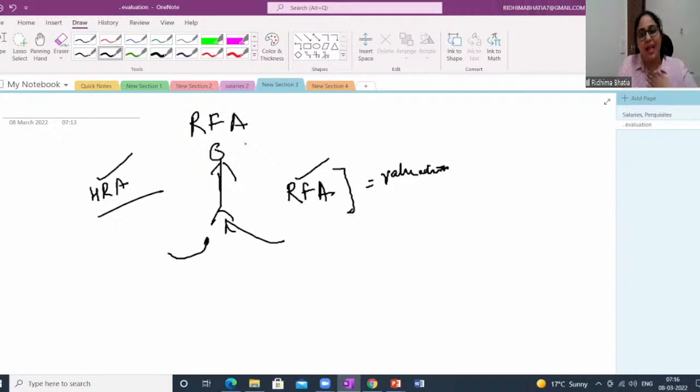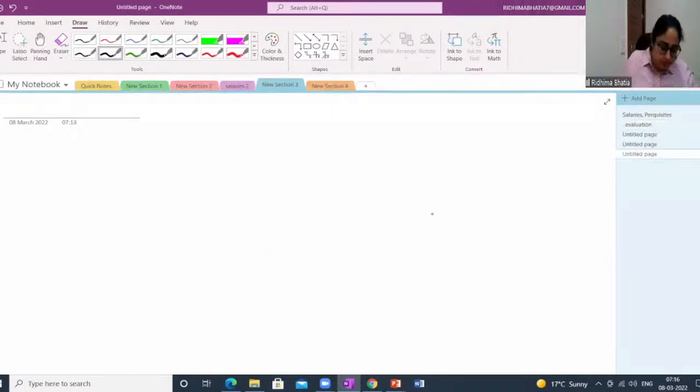What will happen? Let's take in all the situation: I am the employee, you are the employer. Now what happens, students? Two things can happen. I am providing you an accommodation. One thing would be I am owning that accommodation, which means I have an accommodation and I am giving it to you.